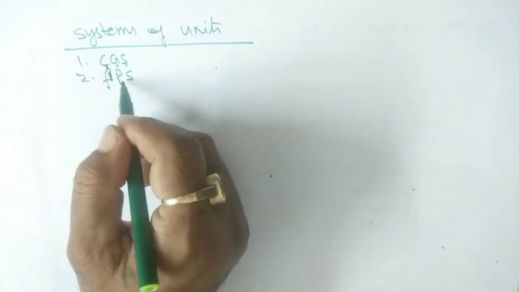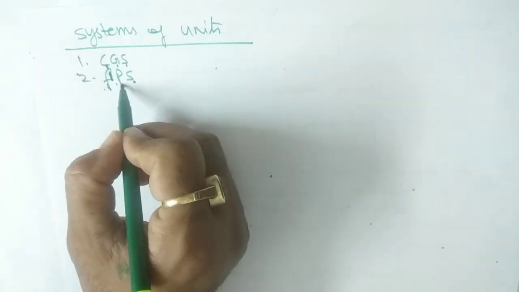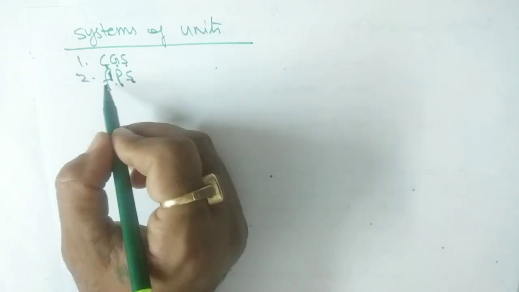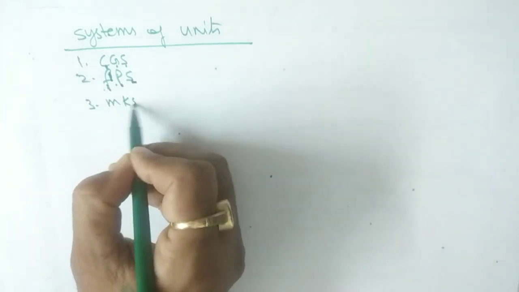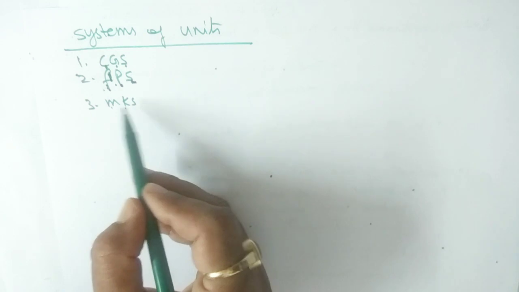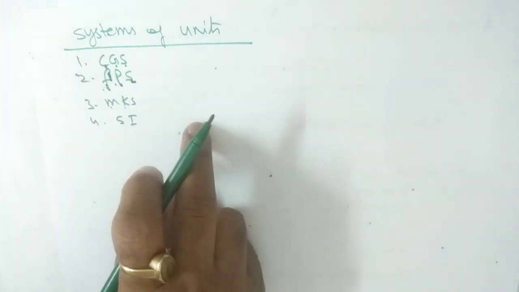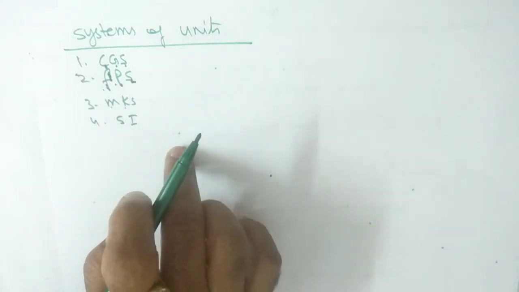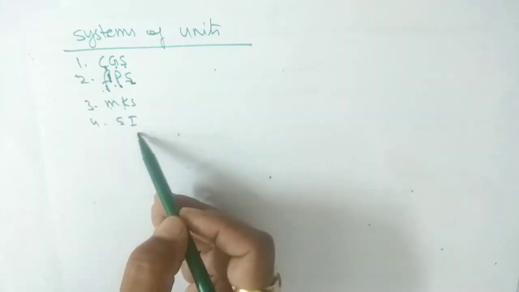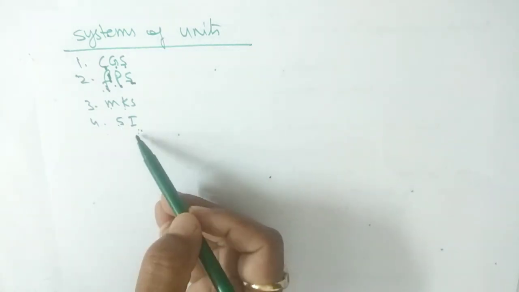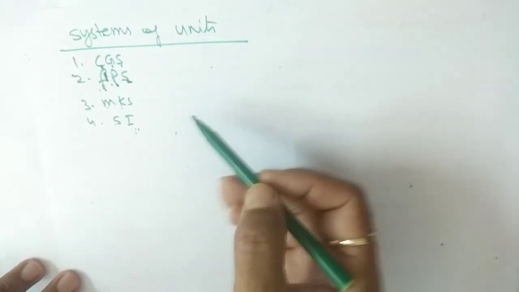FPS is the British system, foot pound second, that is the length is in foot, pound means the mass, and the time in second. Another is the MKS system, that is meter kilogram second. And another is the SI, which is internationally accepted. It was accepted in 1960. It is the Système International, the international system of units. So these are the four systems.